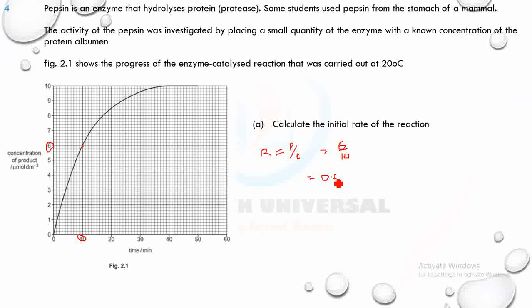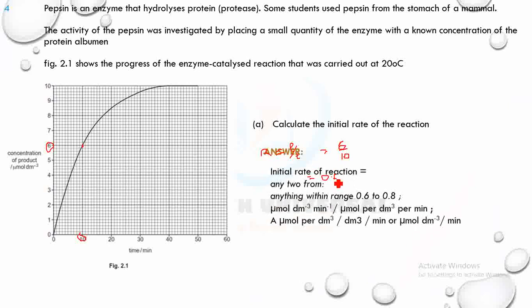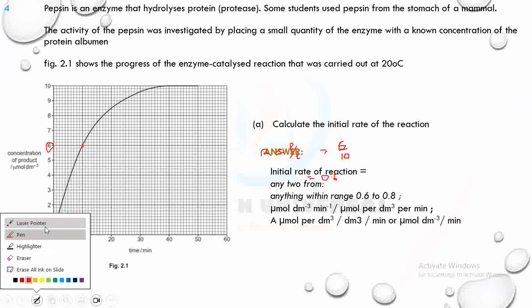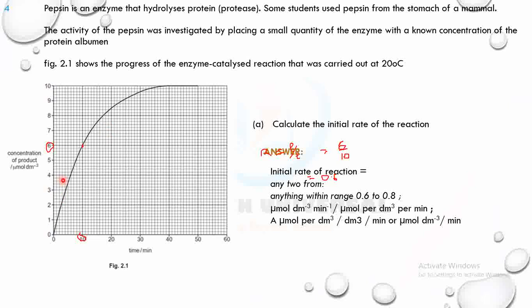Okay, all right, look at it. So it's between 0.6 to 0.8. If somebody chose another point, somewhere here, maybe here, or from here to here, they could get any value within this range, but it should be the initial rate part that is steep.